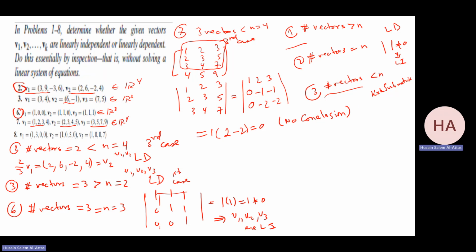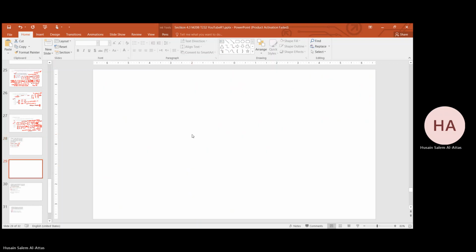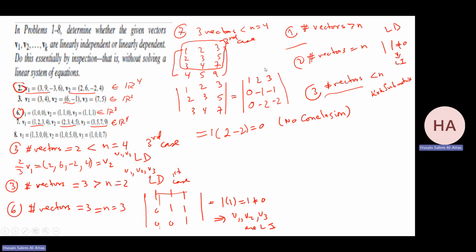So I need to do it the wrong way. It means I need to solve the system. Let me give a space. So what are the vectors? 1, 2, 3, 4. Nice vectors. 2, 3, 4, 5, 3, 5, 7, 9. V1: 1, 2, 3, 4. V2: 2, 3, 4, 5. V3: 3, 5, 7, 9.